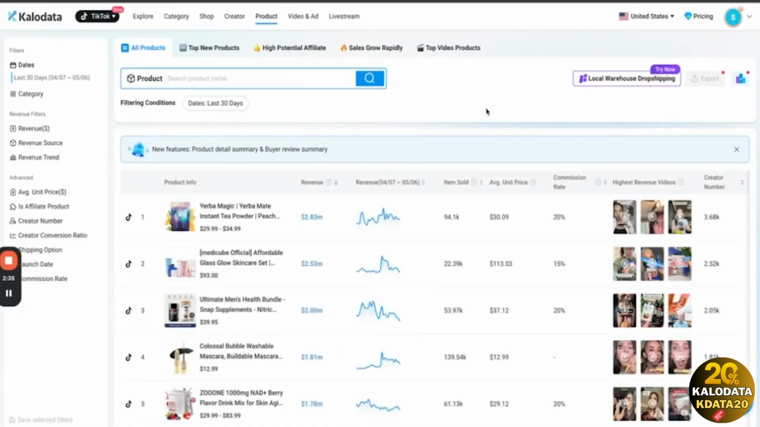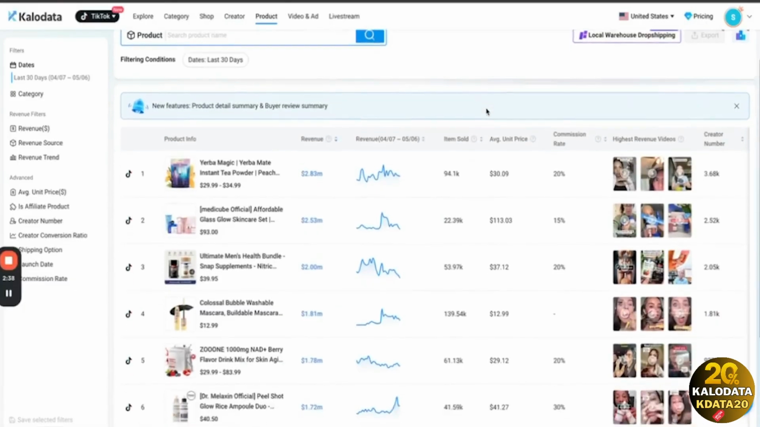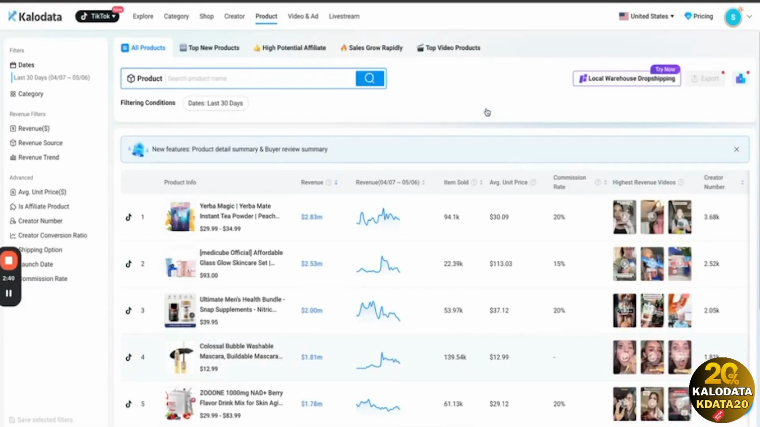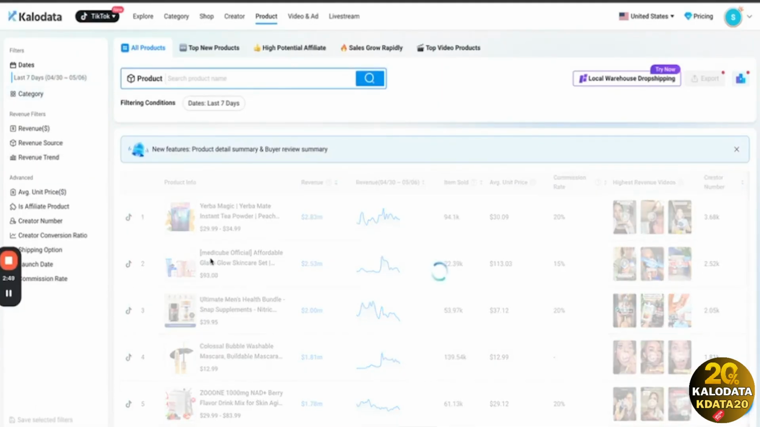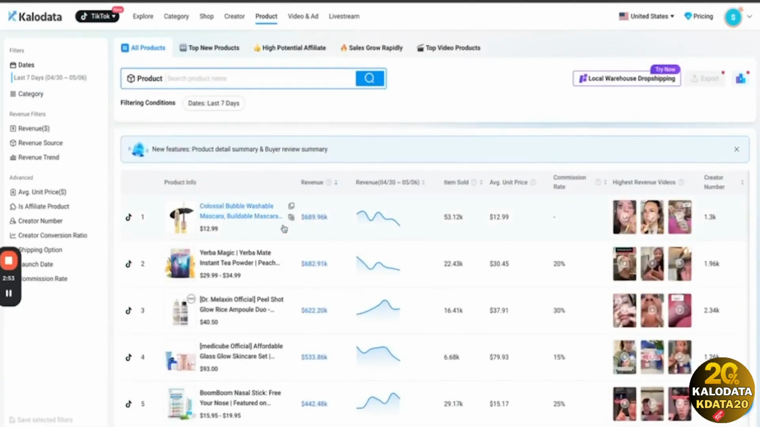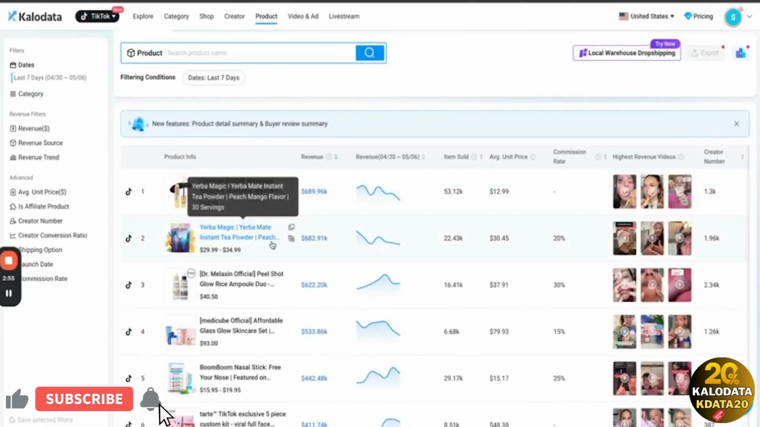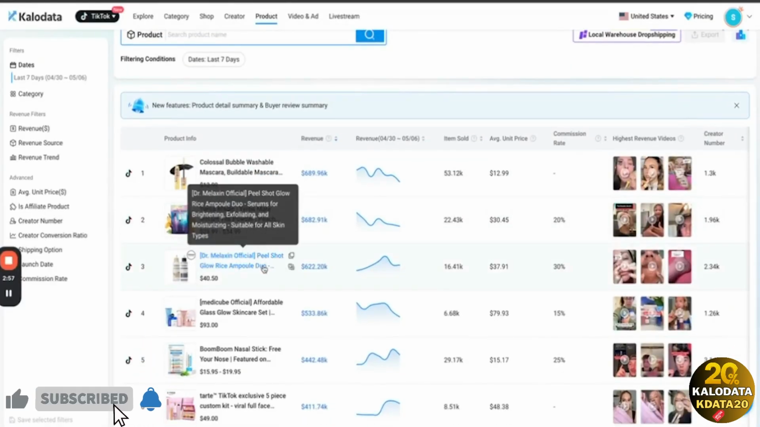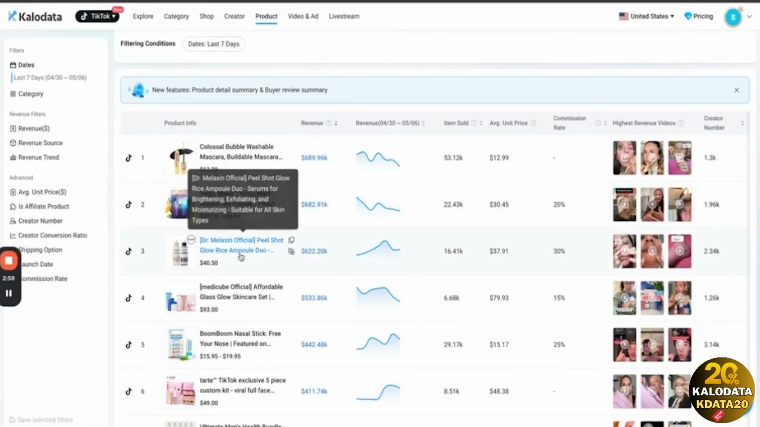So product, this is going to show you all of the top products for the month. And you can even go as specific as going by what are the top products for the week? So if you go over here, you click last 7 days and then you submit down here, it's gonna filter all of these products. And so these are the top products this week. You've got mascara, you've got Yerba Magic, which is a weight loss powder, Dr. Malaxin. And actually I ordered a sample of this. I think this is gonna do really good.